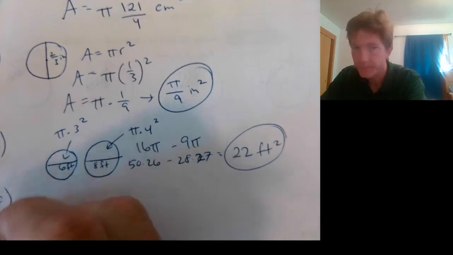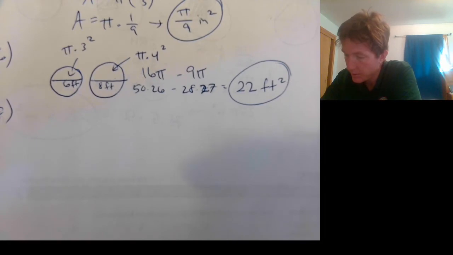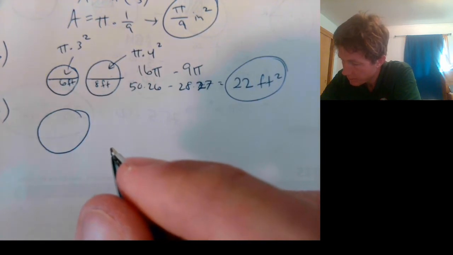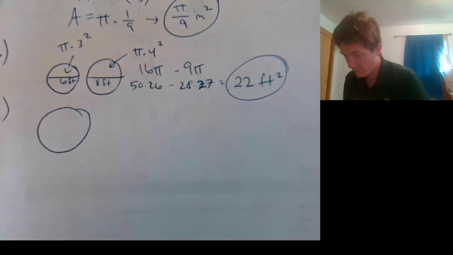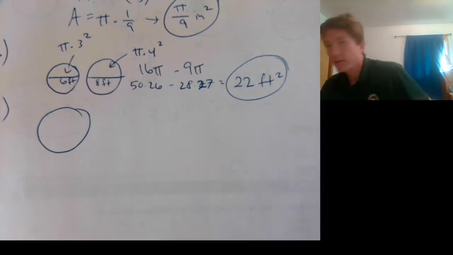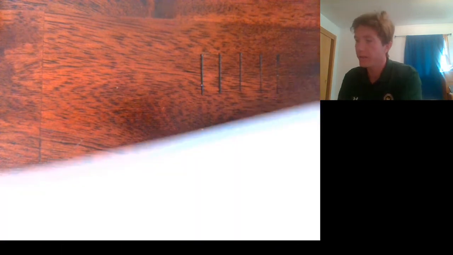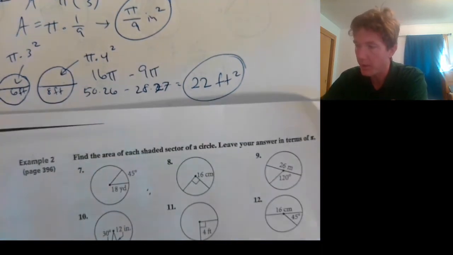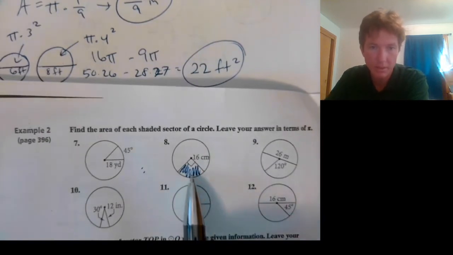Let's look at number 8. Find the area of each shaded sector of a circle. Leave your answer in terms of pi. So it looks like the shading didn't come through on this. Hopefully it did on your end. Let me see if I have something here. Okay, I went ahead and I shaded it. So if you have a note packet that's already filled out, some of you have this, it's not shaded. This one, the shaded sector is this part.